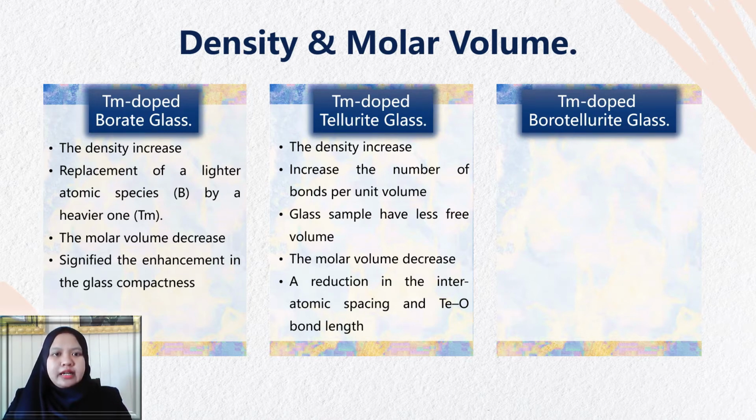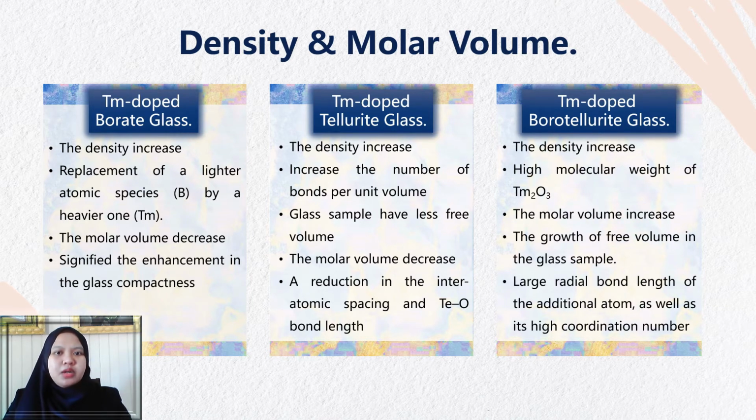In borotellurite glass, the density and molar volume were observed to be increased with the addition of thulium oxide. Molar volume also increased due to the large length of the bond and greater thulium oxide coordination number, leading to more free volume within the network of glass.